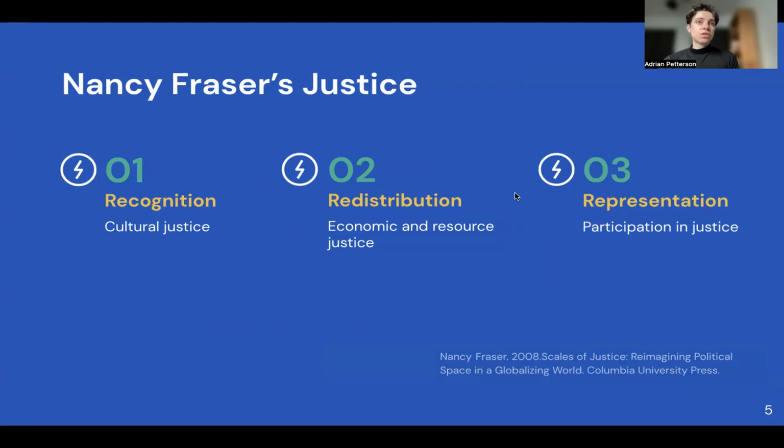The second is redistribution, which addresses socioeconomic and resource injustices. And the third is representation, that requires all interested parties be involved in decision-making and justice-forming processes. In this paper, we look at Fraser's tripartite model of justice. However, while equity has multiple definitions in the context of HCI and design, it is perhaps more vital to understand equity as a process rather than an outcome in itself.